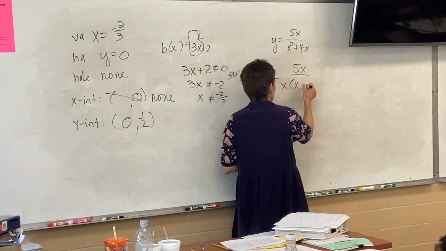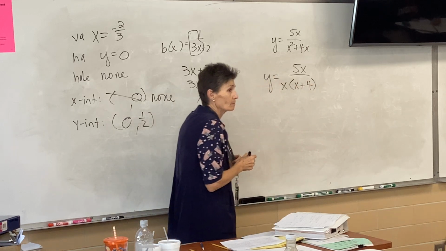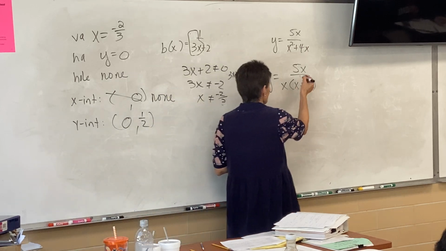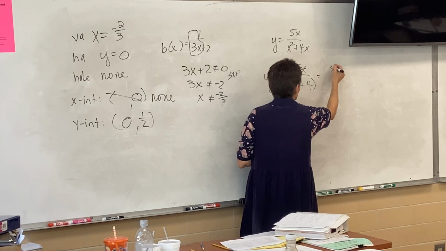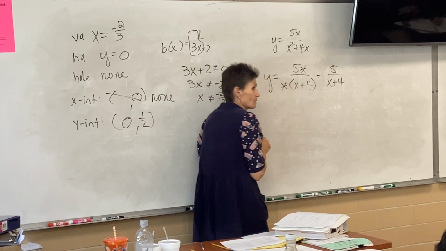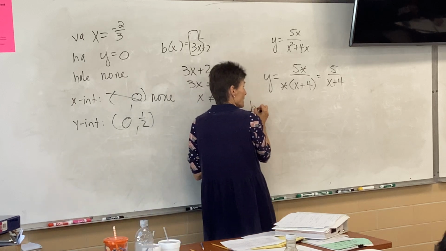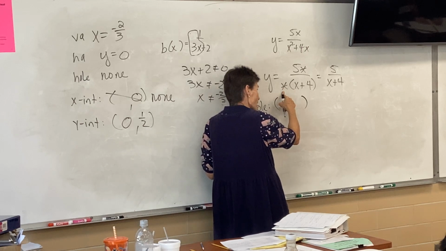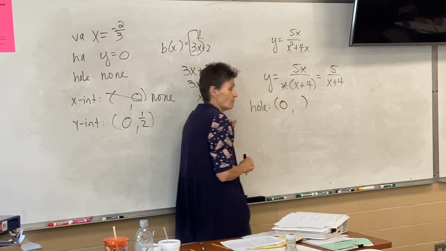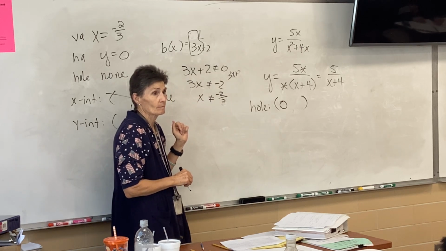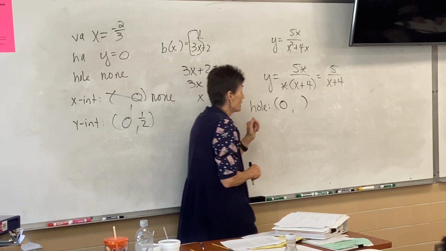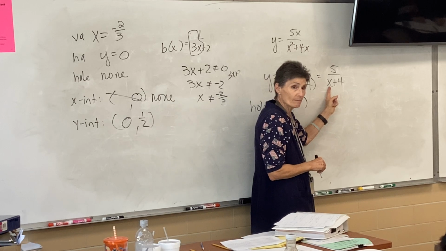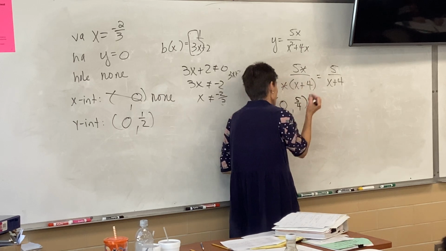Take an x out of the bottom? Now, what do you notice? We can cancel out an x, right? So what does that mean? We're going to have a hole, and since it was a plain x, it's going to be where x is 0. And then we're going to plug it right back in here to get the y. So if we plug in 0, we get 5 over 4. So the hole is complete. We're done with that.